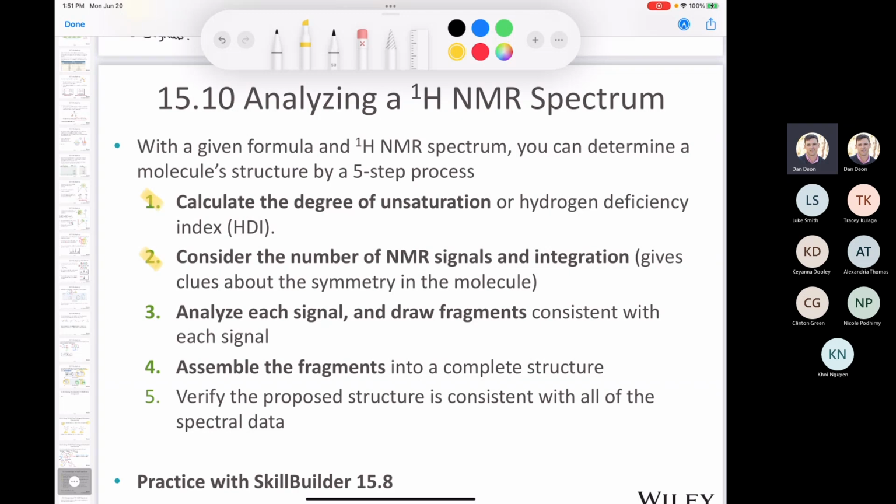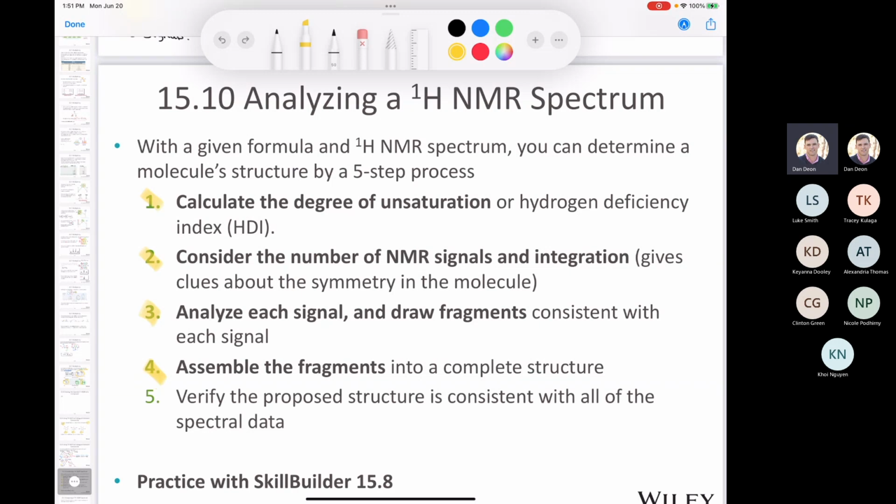Next, I look at the fragments. I say, is there an ethyl? Is there an isopropyl? Is there a tert-butyl? That kind of thing. And then once I've got that done, I try to put them in a structure. And then once I have some kind of structure, I kind of go in between here and say, does this structure even make sense?